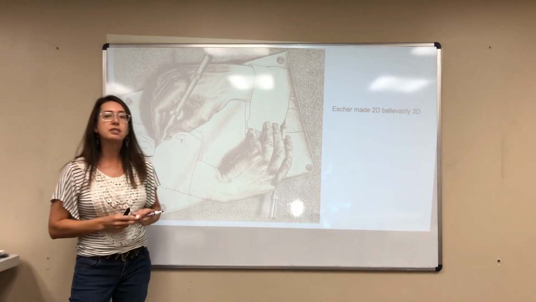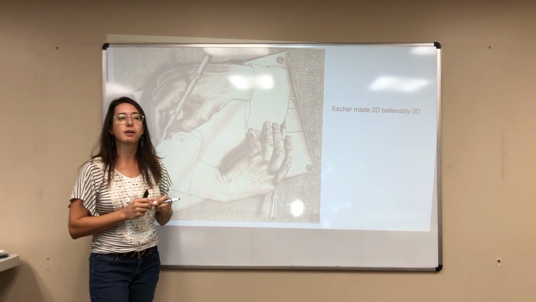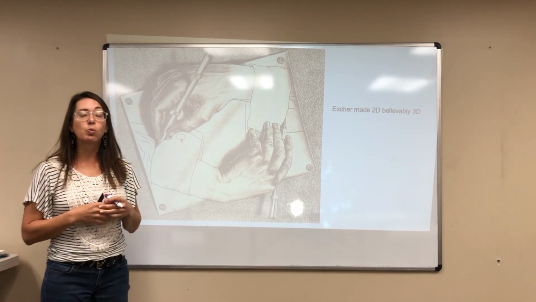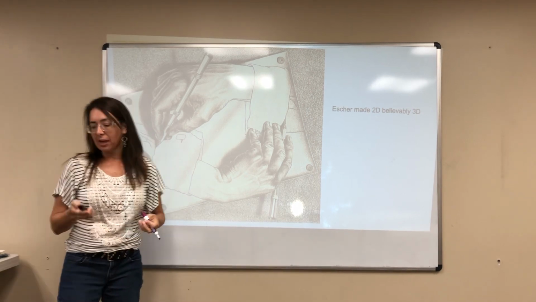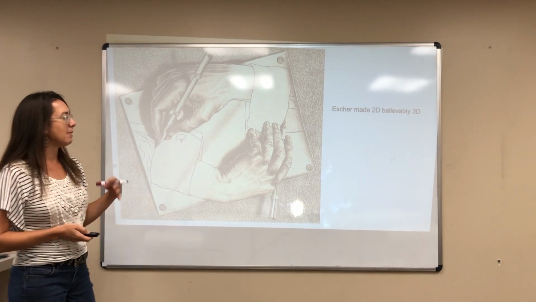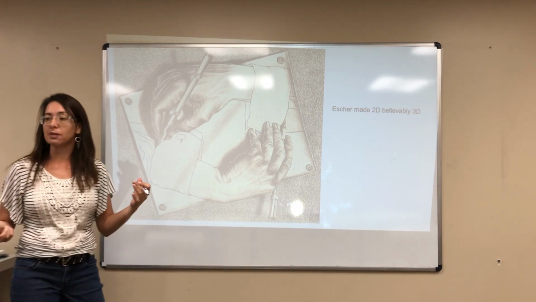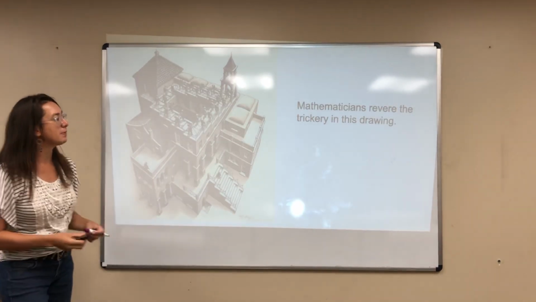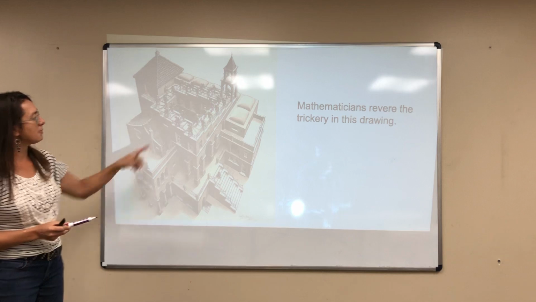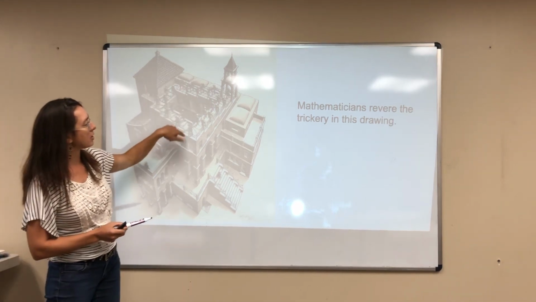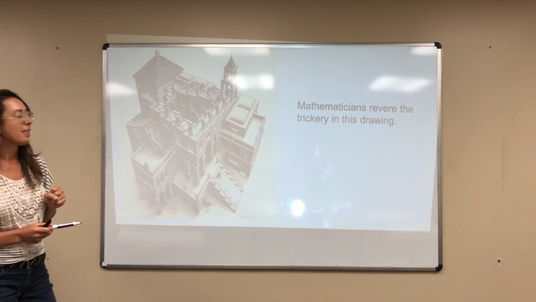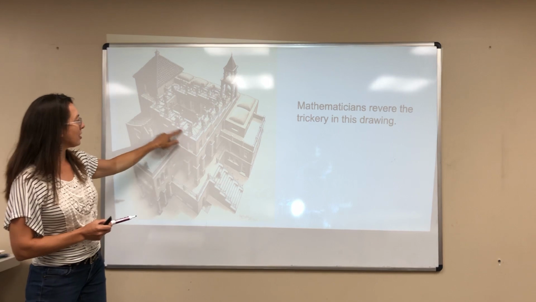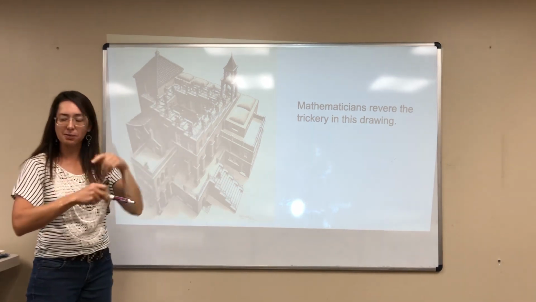He was absolutely rejected by the art community. However, he was revered by mathematicians because he was known for making the absurd believable, like the realism of making this. This is a really famous one. The trickery in this drawing is that no matter where you look, they're all going up, but they're also all climbing down. So look at the way that he drew the stairs, where they're climbing up but also climbing down, and merged that.